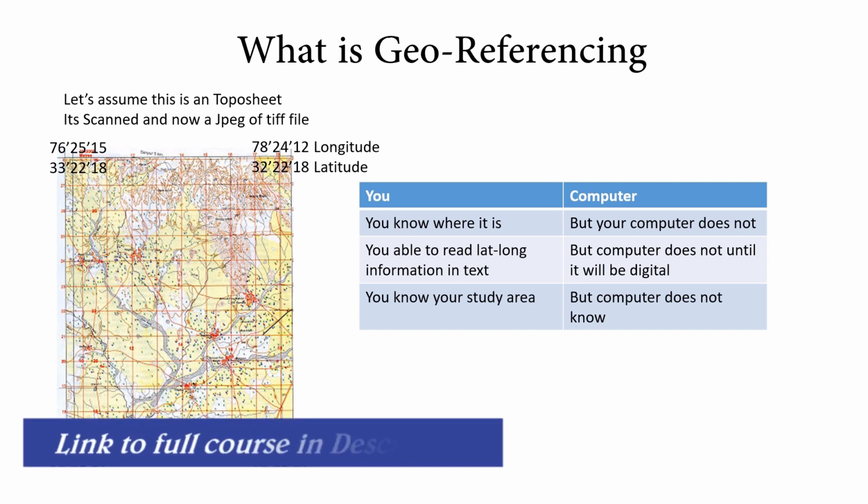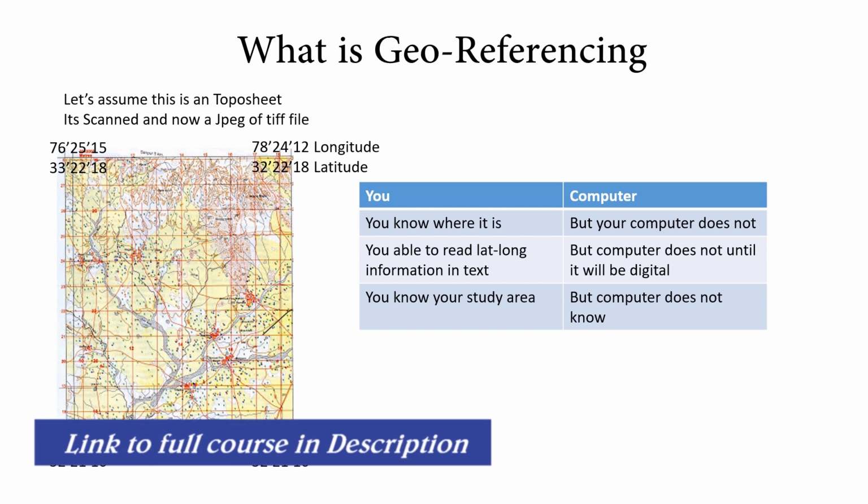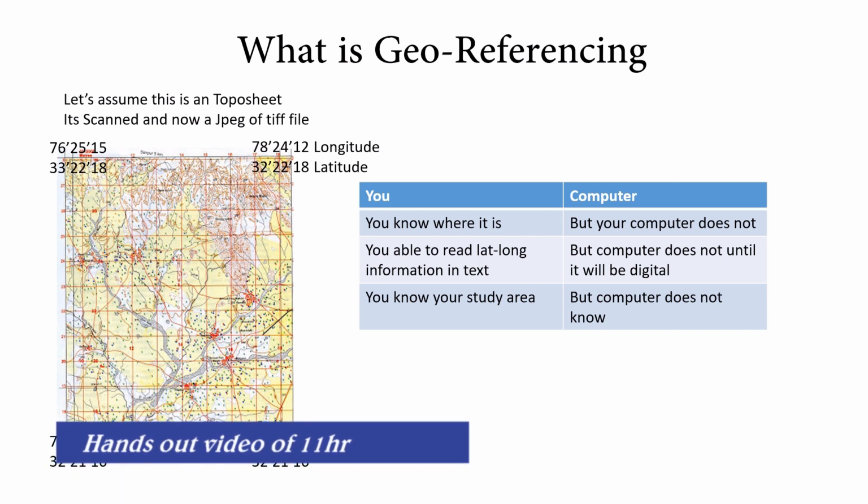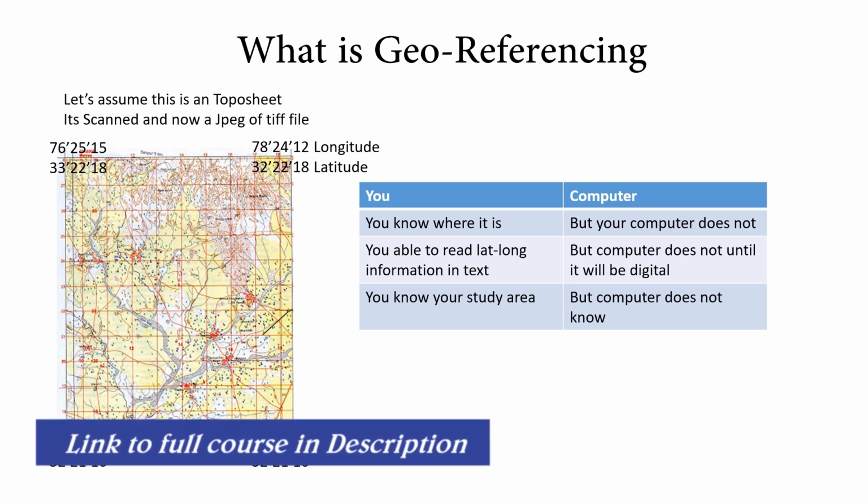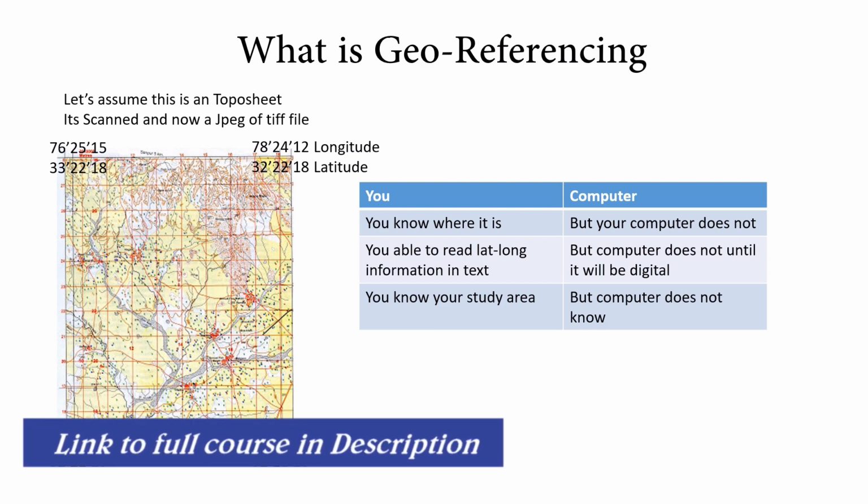But what is georeferencing? You know where this topo sheet is, but your computer does not know where your study area is, because your computer is not familiar with it. You are able to read the lat long information which is displayed as text on a topo sheet, but your computer does not recognize it until it is digital. You know your study area, but your computer does not. The computer knows the shape of the earth, but it does not know where your sheet is on the earth.